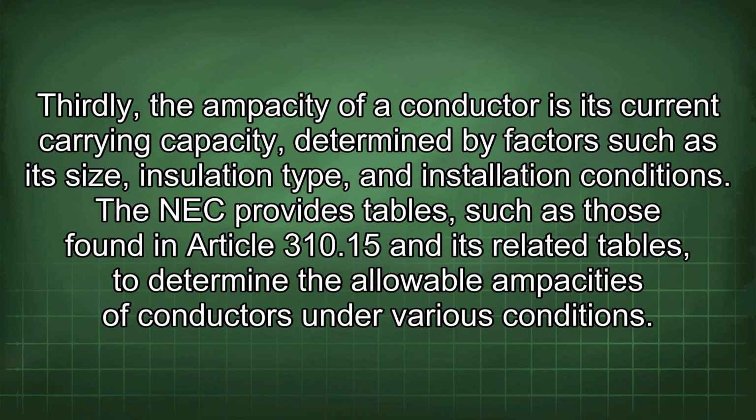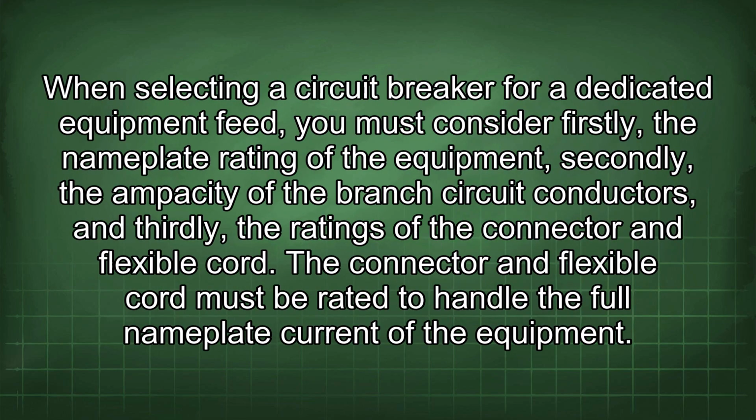Thirdly, the ampacity of a conductor is its current carrying capacity, determined by factors such as its size, insulation type, and installation conditions. The NEC provides tables, such as those found in Article 310.15 and its related tables, to determine the allowable ampacities of conductors under various conditions. When selecting a circuit breaker for a dedicated equipment feed, you must consider firstly the nameplate rating of the equipment, secondly the ampacity of the branch circuit conductors, and thirdly the ratings of the connector and flexible cord.